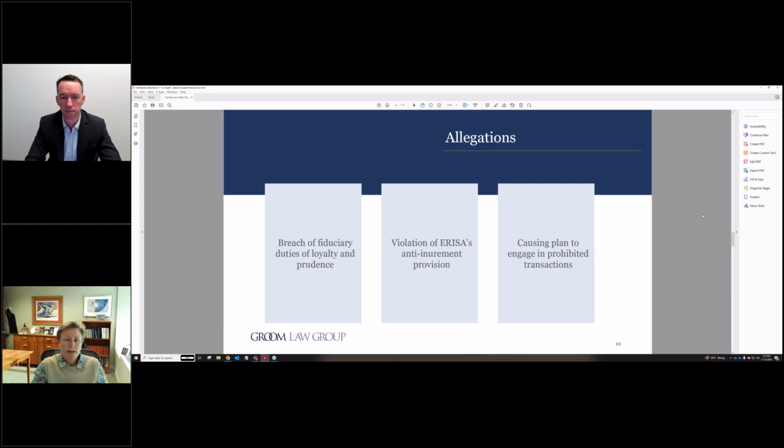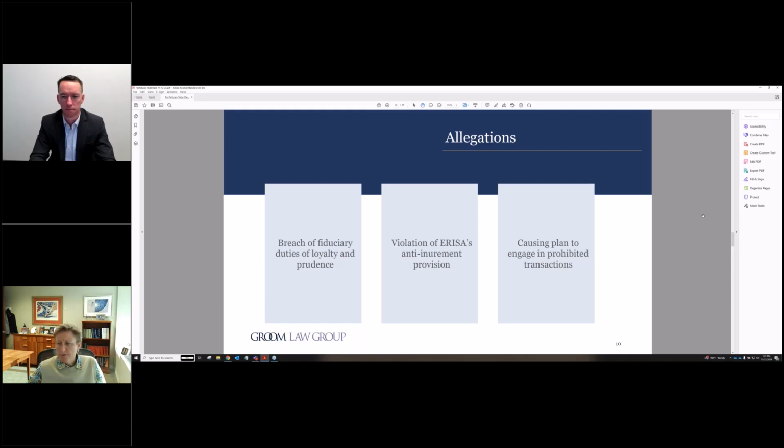They don't have to contribute it to the plan. So that is a violation of the anti-inurement provision. And then finally, what you've done is essentially cause the plan to engage in a couple of different kinds of prohibited transactions. You've used money of the plan for the benefit of the plan sponsor. You've essentially transferred plan money to the sponsor. And so, those are the big allegations.